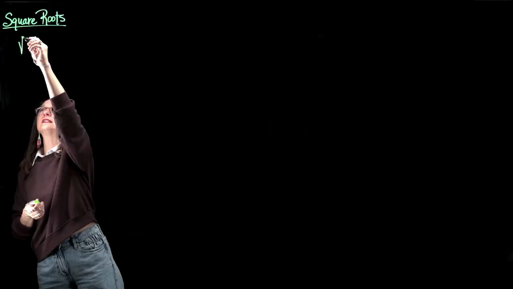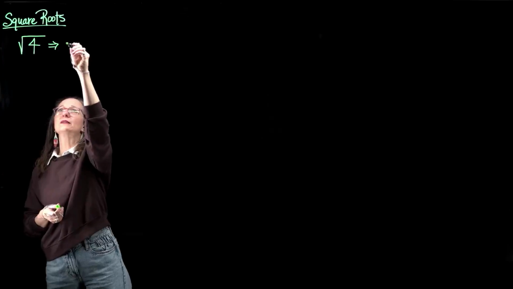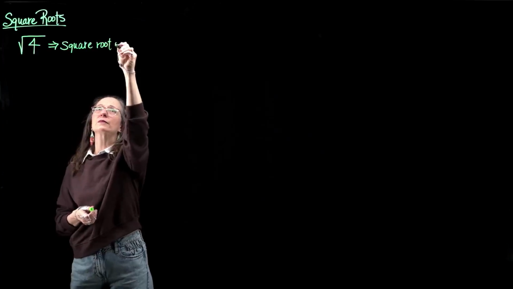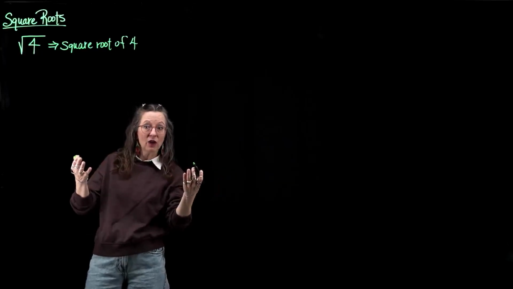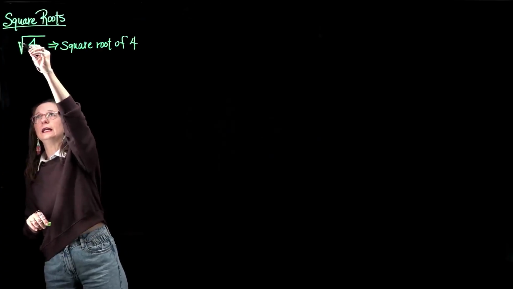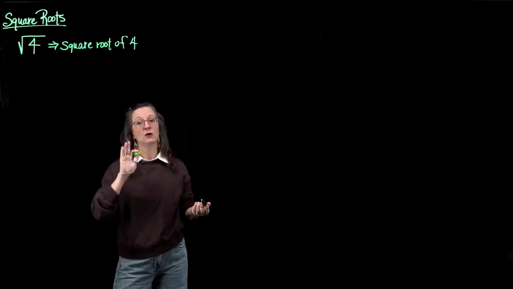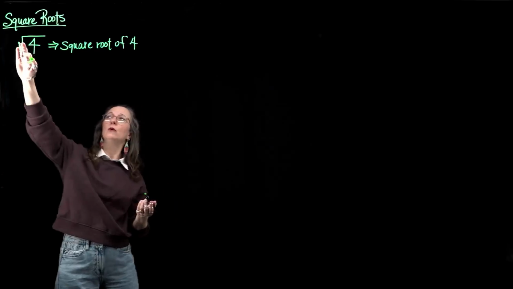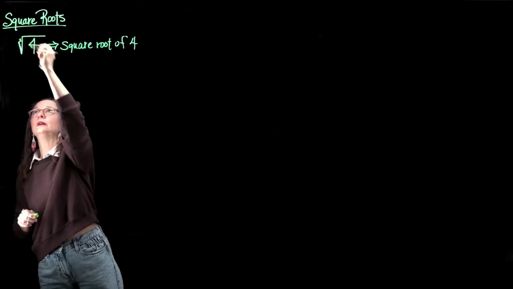If I have this symbol right here, this translates to square root of 4. Now, it looks like a division symbol, kind of like long division, but it has this little tail on it right here, and that tells me that it is a square root. Now, we have a number here that's implied. If you don't have a number, it is implied to be a 2.